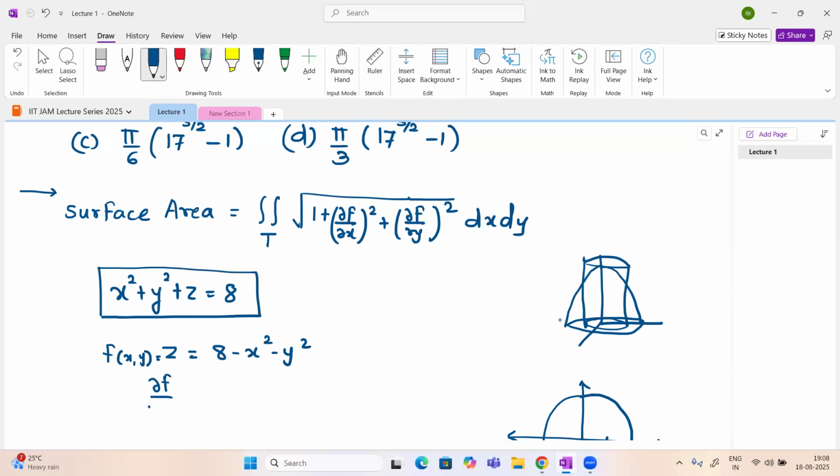Del by del x is minus 2x, and del by del y is minus 2y. Now the next task is to put these values in this formula.